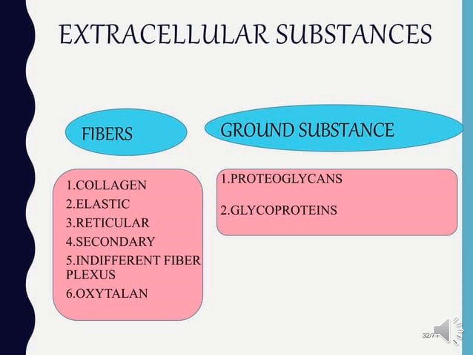Your extracellular substance consists of fibers and ground substance. The fibers include collagen fibers, elastic fibers, reticular fibers, secondary fibers, indifferent fiber plexus, and oxytalan. Ground substance consists of proteoglycans and glycoproteins.